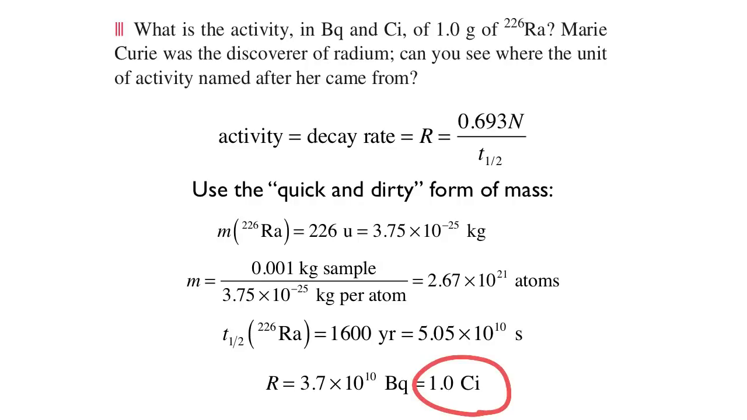And that makes sense because Marie Curie was the discoverer of radium. And the key fact about radium is it's radioactive. That's why it's called radium. And the activity of 1 gram of radium is 1 curie, which makes a lot of sense.